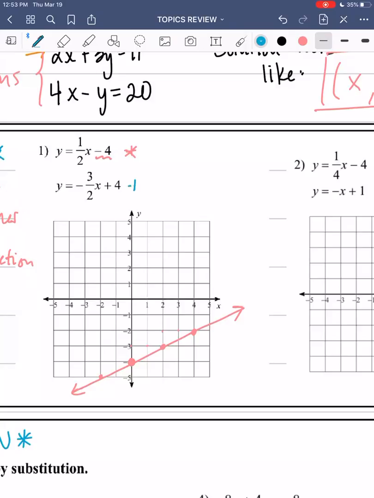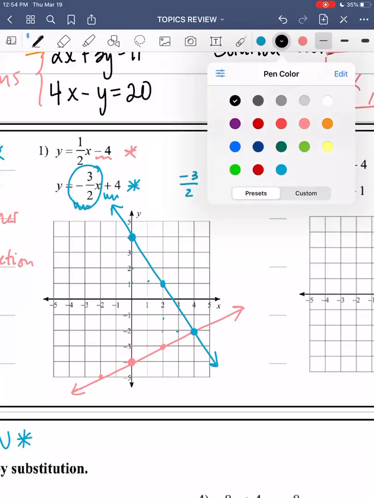This one's already in y equals mx plus b also, so we have a y-intercept of plus 4, so we have the y-intercept up here. And then our slope is negative 3 over 2. So that means my rise is negative 3, meaning I have to go down 3, 1, 2, 3, over 2. Down 3, 1, 2, 3, over 2. So here's our blue line, if we draw this in, just like this. Now we just look for the point of intersection.